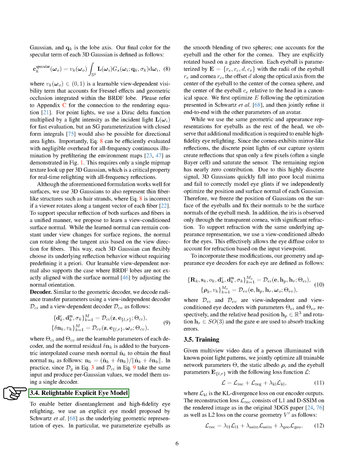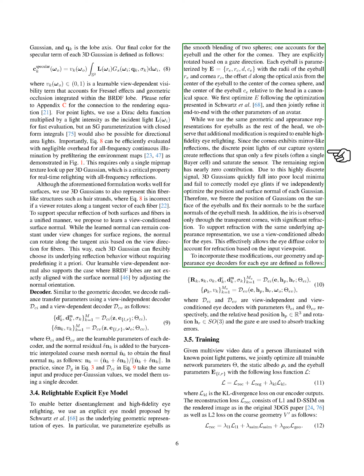Section. Relightable explicit eye model. We've developed a model that can accurately recreate the appearance of eyes under different lighting conditions. This model is based on the geometric representation of eyes proposed by Schwartz. In this model, the eyeball is represented as a combination of two spheres, one for the eyeball itself and the other for the cornea. These spheres are adjusted based on the direction of the gaze.